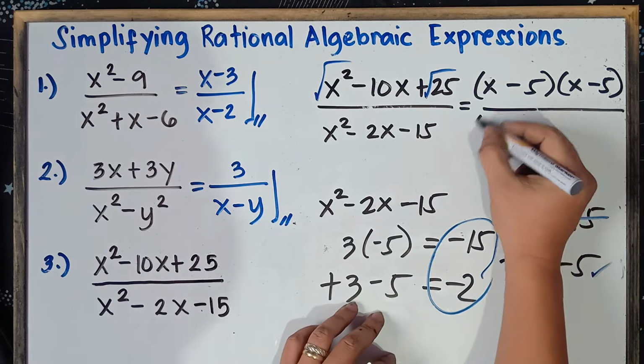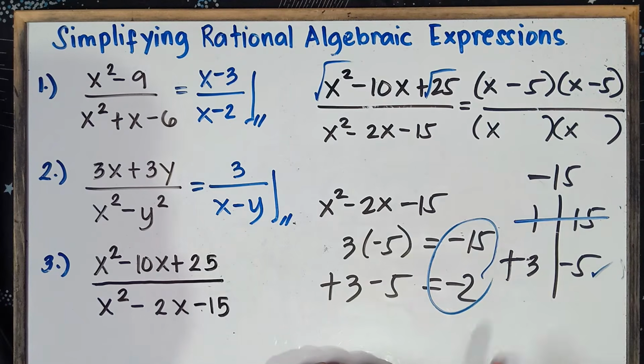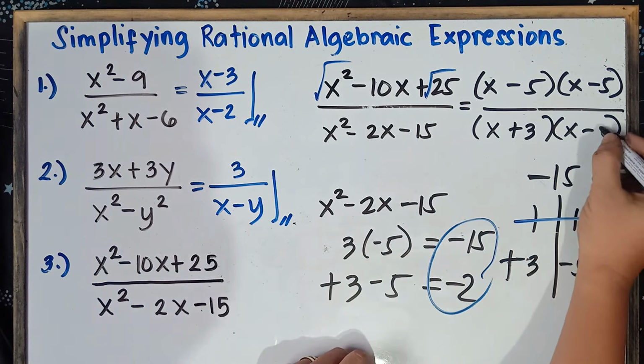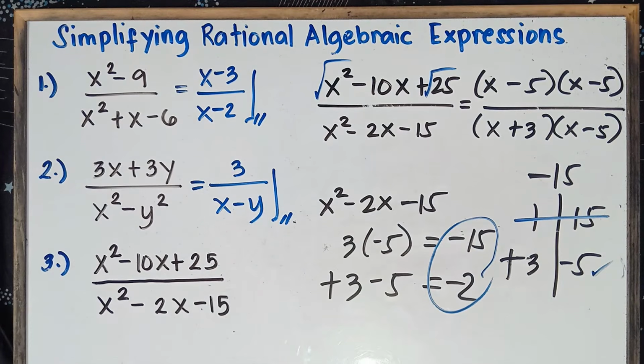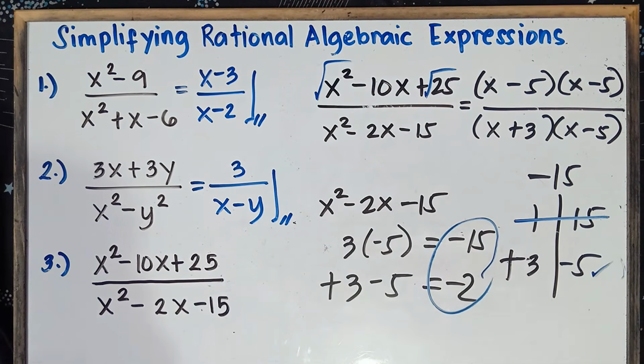So put 2 parentheses, put x in each. So it should be positive 3 and then negative 5. That's the factors, class. Even if you apply the FOIL method, I'm sure you will get this answer.